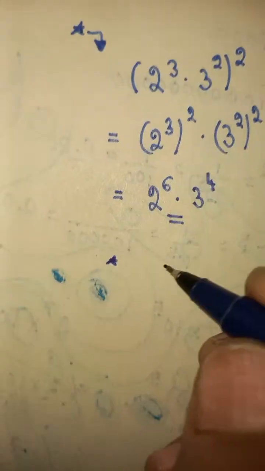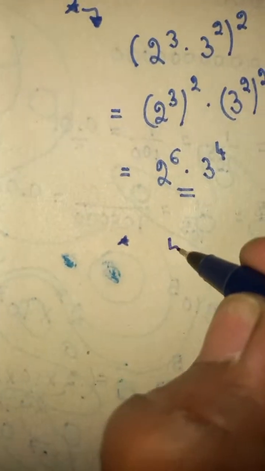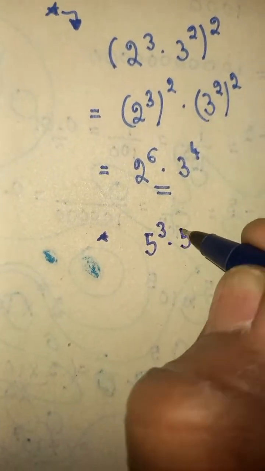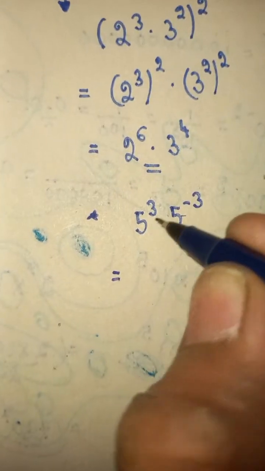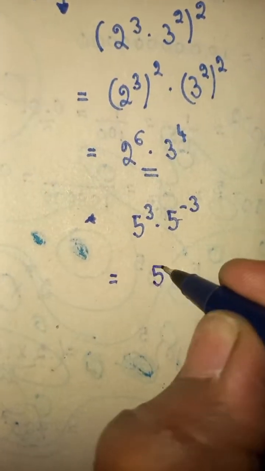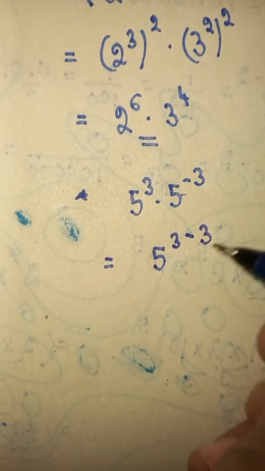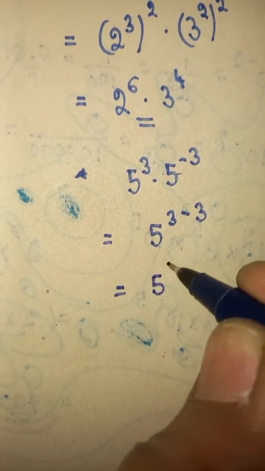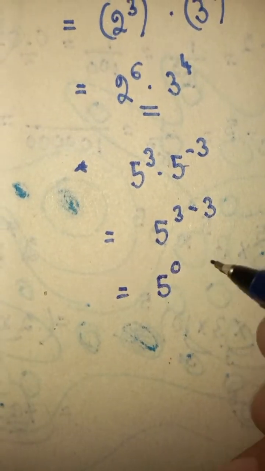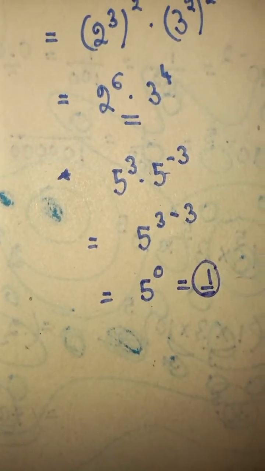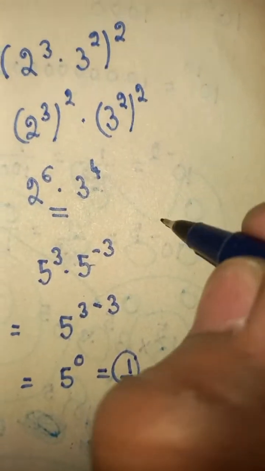Let's take one more problem. Here they are giving 5 cube times 5 power of minus 3. Here also in the same way, the base is 5 in both places. So take 5 as the common base and add up the powers. 3 minus 3 becomes 0. So 5 power of 0 will be equal to 1. Any number to power 0 becomes equal to 1.